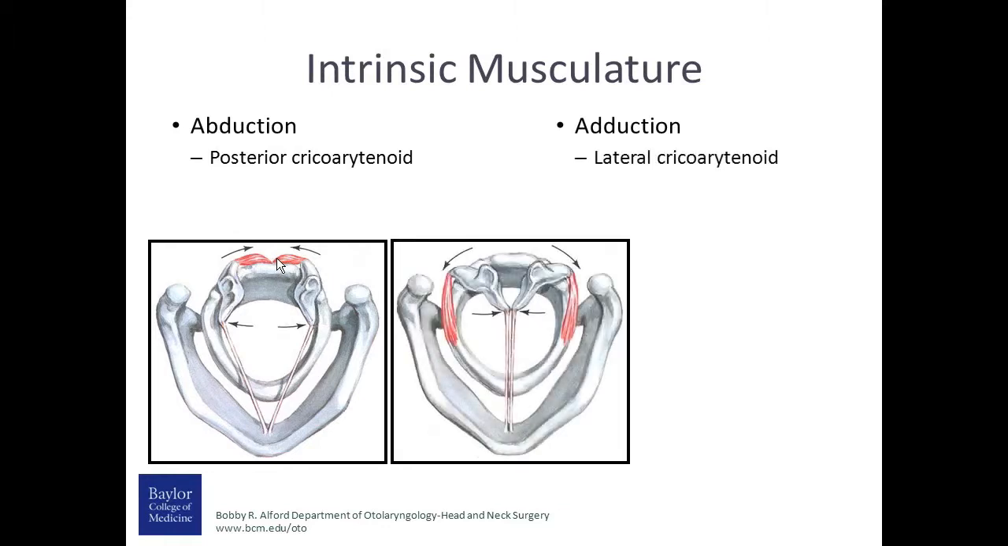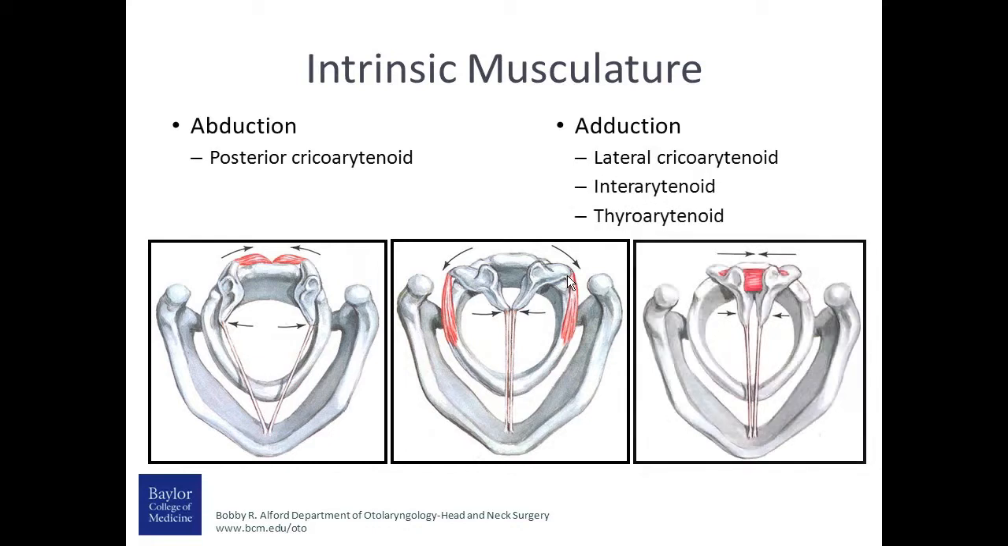So the lateral cricoarytenoid, again describing its location, is located laterally in the larynx, attaching from the cricoid to the muscular portion of the arytenoid. Again, when it contracts, it causes the arytenoid to rotate on the cricoid, causing vocal fold closure. And then the interarytenoid muscle, which is located between the arytenoids, also causes the vocal folds to come together.